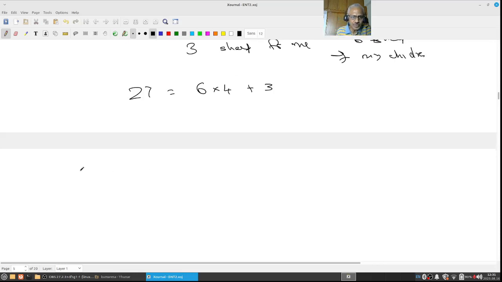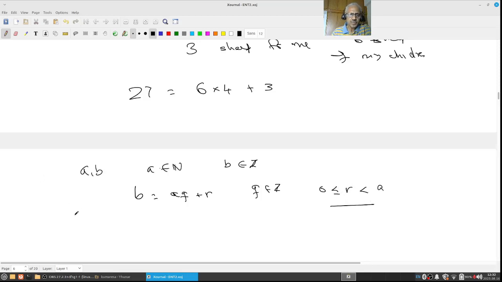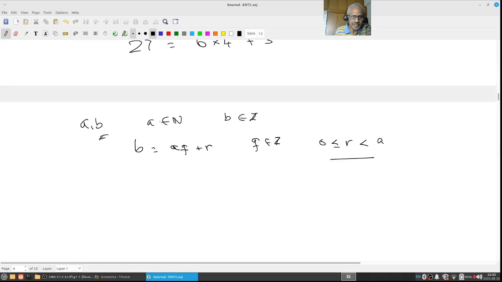We want to prove: given A and B, where A is a natural number and B is an integer, what do I want to say? I can write B as A times Q plus R, where Q is an integer, and what do I want of R? R should satisfy 0 less than or equal to R less than A. Do you follow that? You have given me B. If you want to think of B as a natural number for the time being, don't get confused. B equals AQ plus R. This R is called the remainder, and Q is called the quotient.